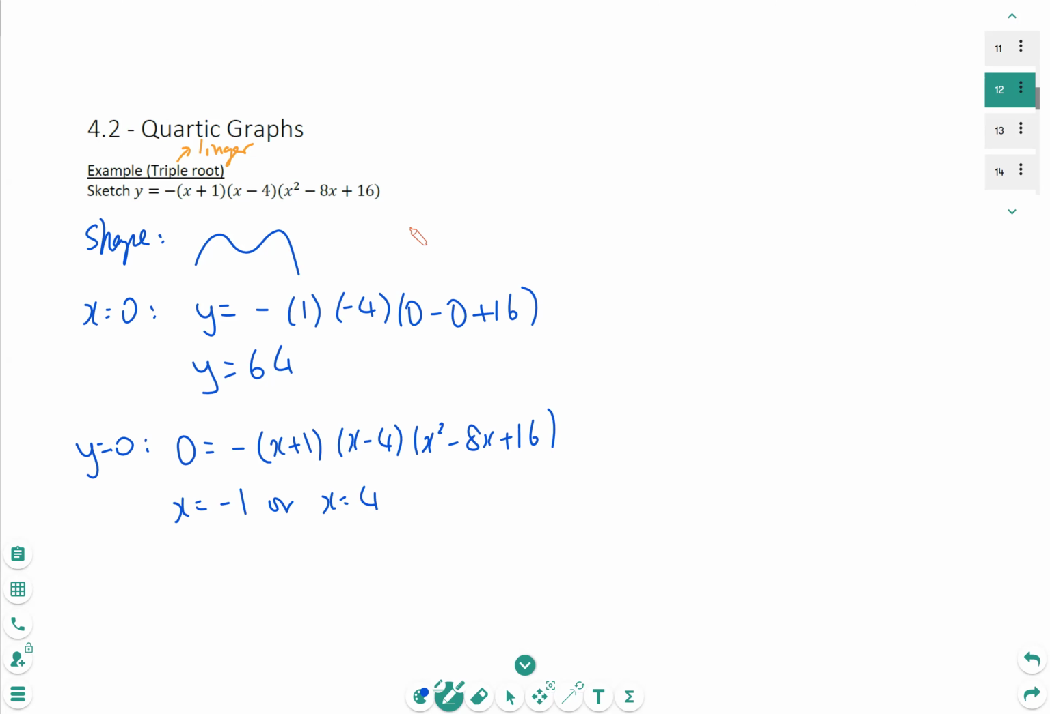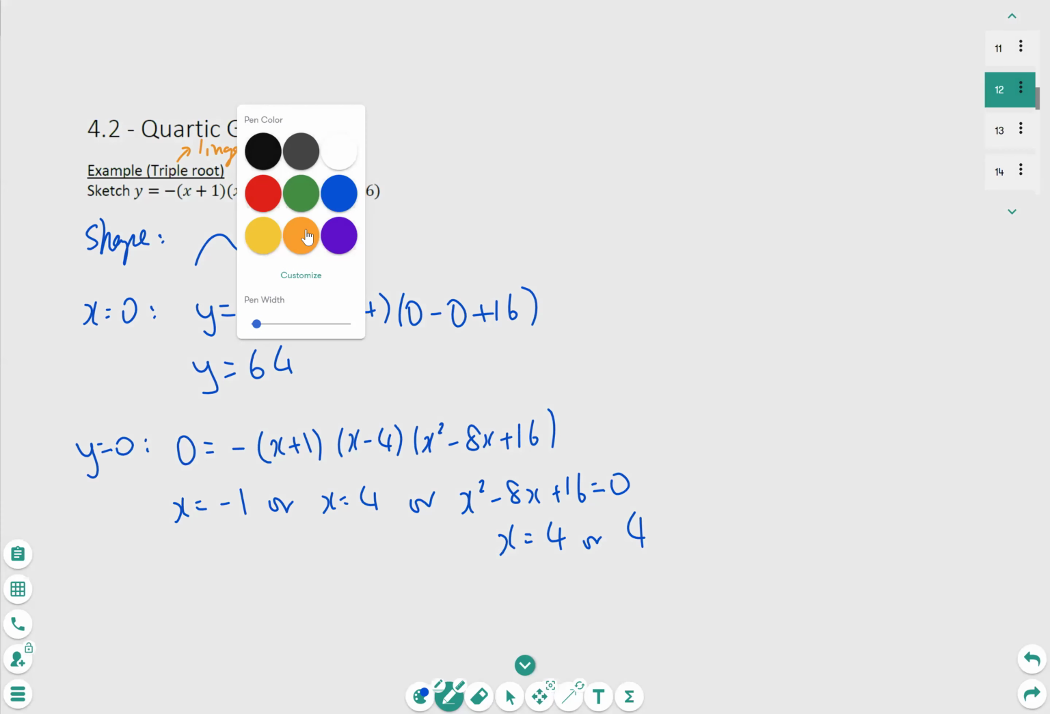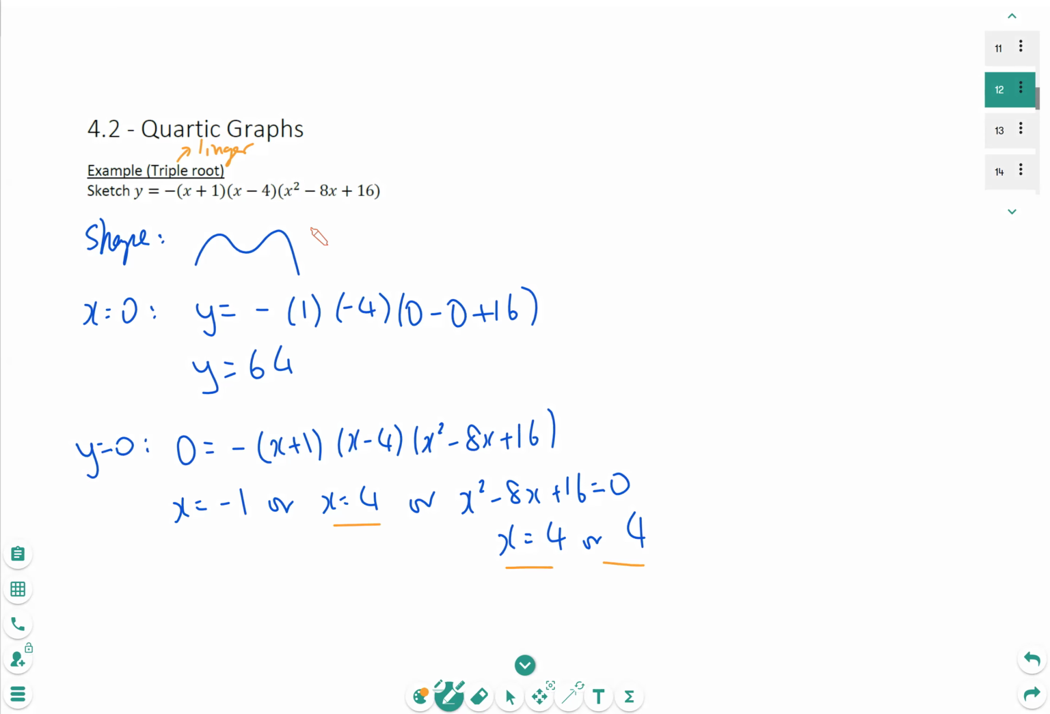Again, a minus: if you multiply both sides by -1, the negative in the front just disappears. Or this one, x squared minus 8x plus 16 equals 0. Put it in a calculator and let the calculator solve it. And you should get, what should you get? Oh, (x minus 4) squared. So x equals 4 or 4. So you can see x equals 4 means a triple root.